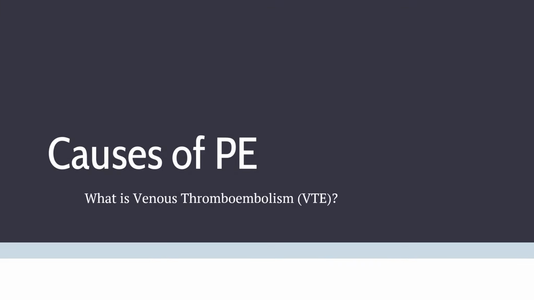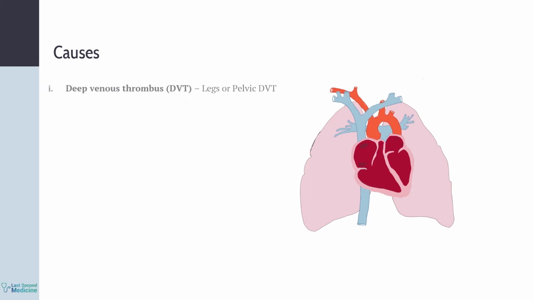Causes. Most commonly, pulmonary embolisms arise from a deep venous thrombosis in the legs or pelvis. Clots from there break off and pass through the veins and then the right side of the heart, before lodging in the pulmonary circulation. The source of thrombus can often be occult.